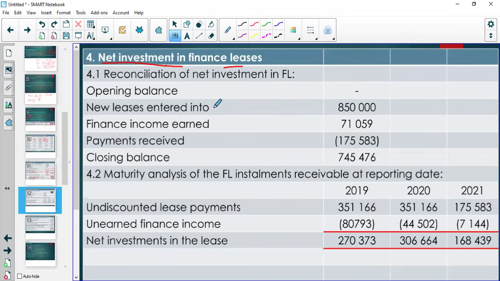So during the year, we started a lease with 850. Then we have this finance income. You remember that those 2 amounts we added together, right? The first 6 months plus the 2 months combined. But we received payments of this amount, and this is our balance. So it's just a disclosure. You can take this. These amounts are here.